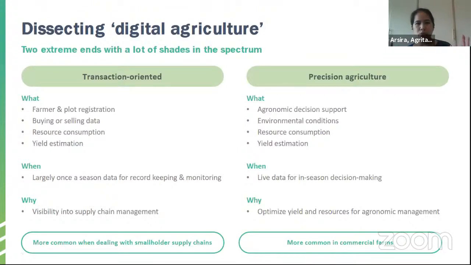So if we take these two extreme ends of the market, for the transaction-oriented stuff, we tend to see this more in emerging markets. So you have a lot of smallholder farmers working in certain supply chains. Of course, you don't manage to deal with them every day. You don't manage to go over and dictate how they should manage their farms and things like that. On the other hand, on the precision agriculture side, this is now quite common in the OECD markets. So for example, US farmers or Brazil farmers would need things like this.